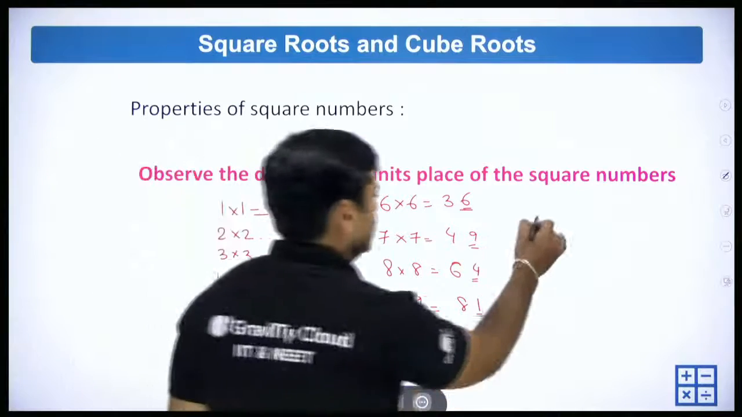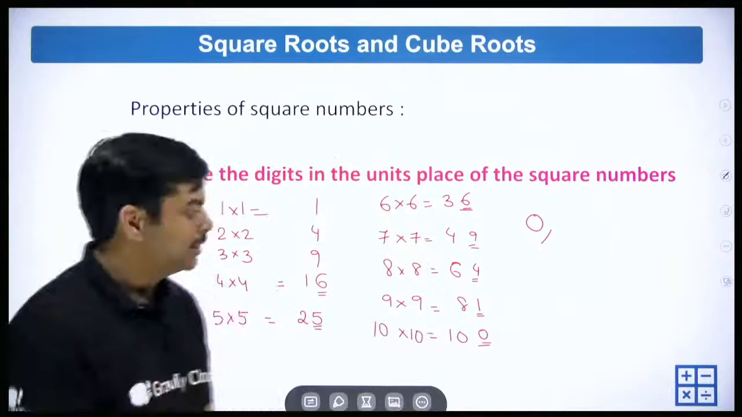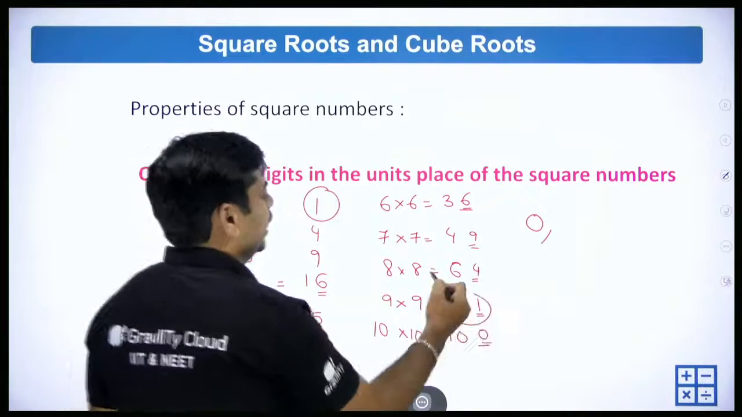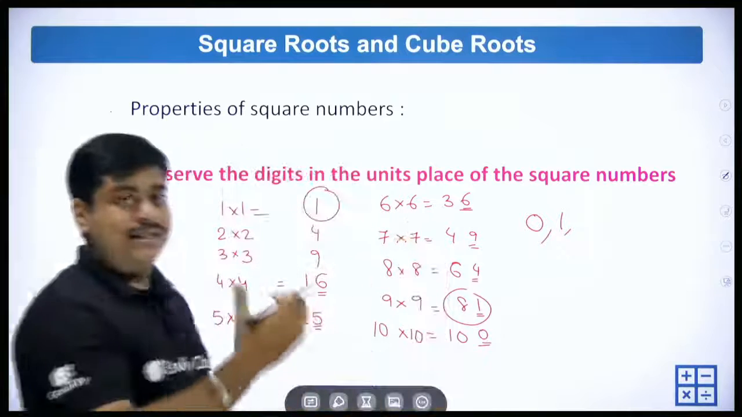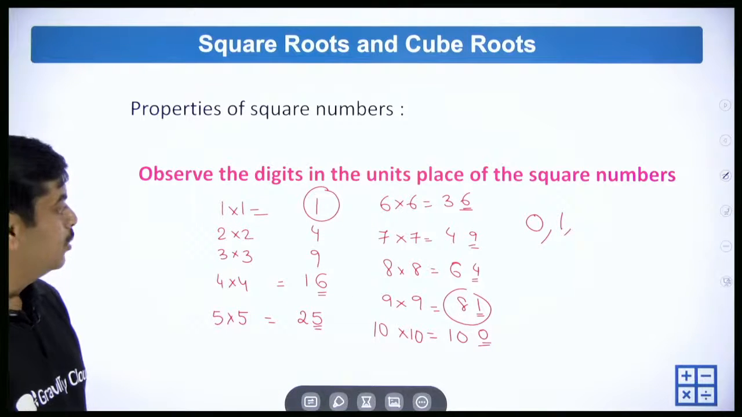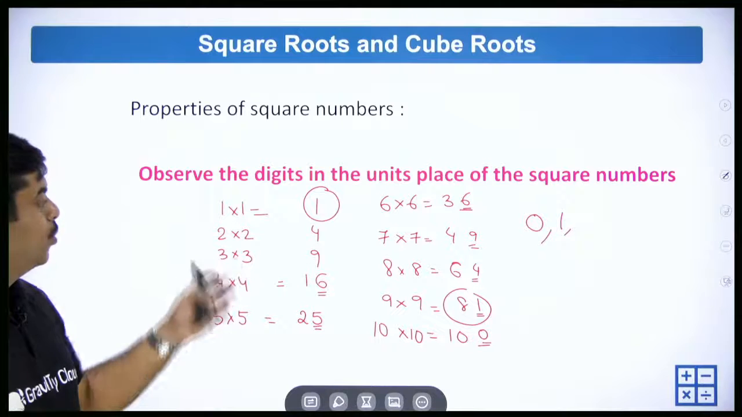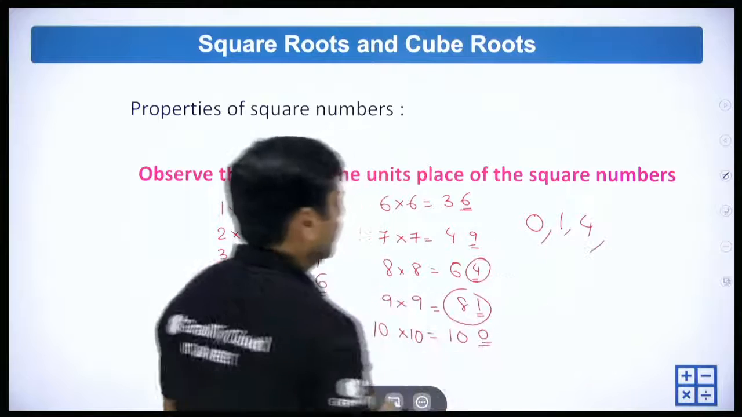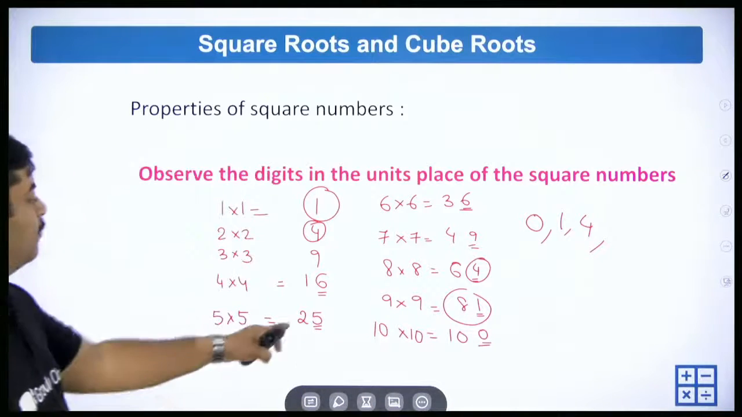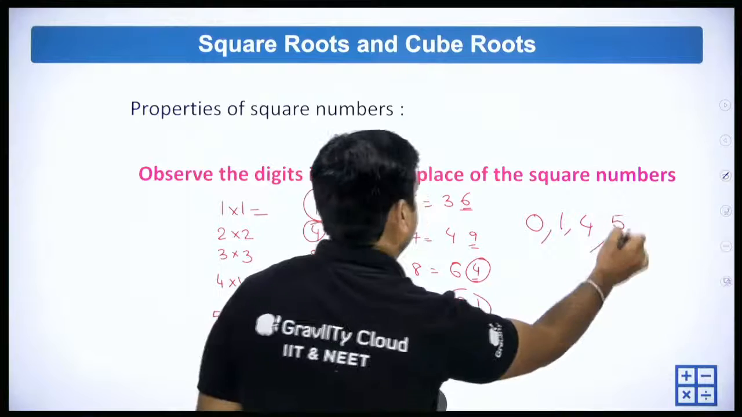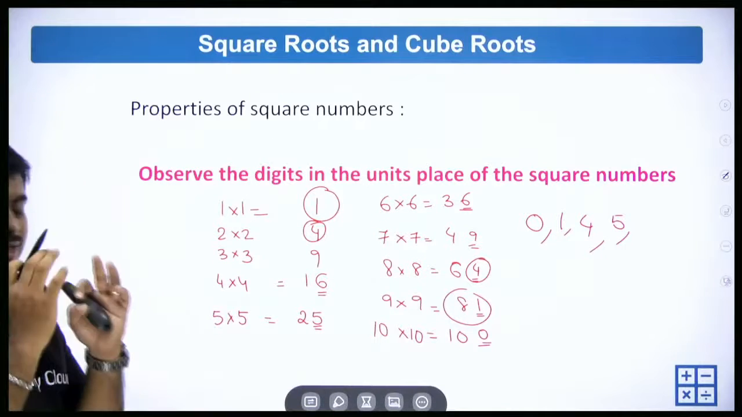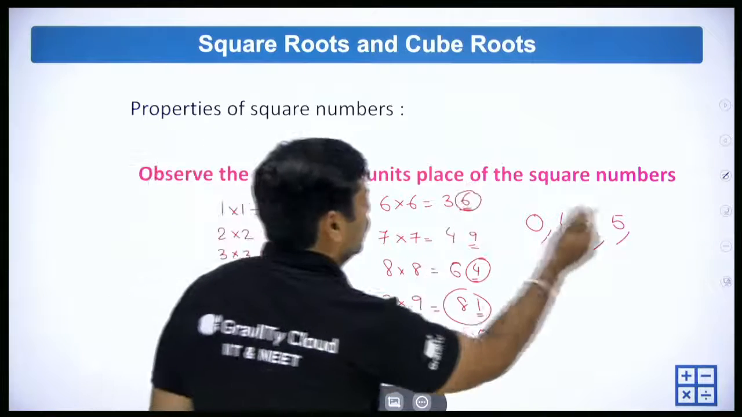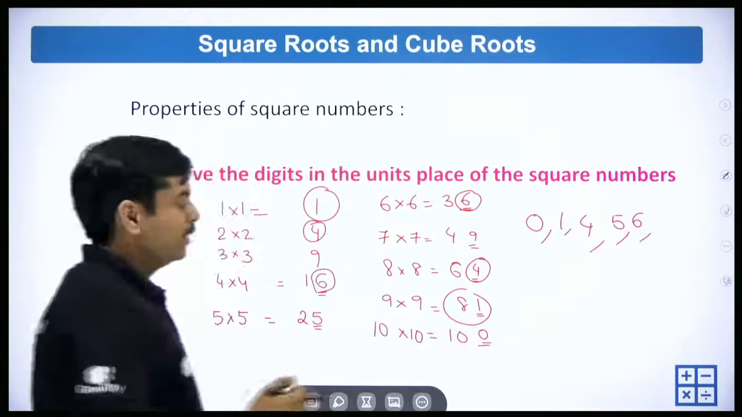We have a 0, yes: 10 into 10, 20 into 20, 30 into 30 will give 0. We get 1 from either 1 into 1 or 9 into 9. Do we get 2 anywhere? No. Do we get 3? No. Do we get 4? Yes, 2 into 2 is 4, so we get 4 here as well. Again 25, 5 into 5, so we get 5 again. 36, this is 6. We get 6 from 4 into 4 as well as 6 into 6. So we also get 6 as the ending digit of a square.